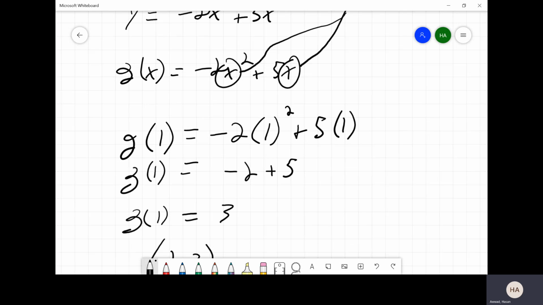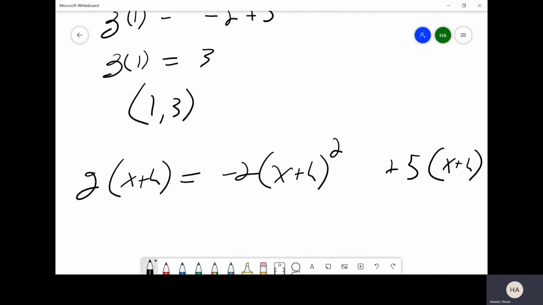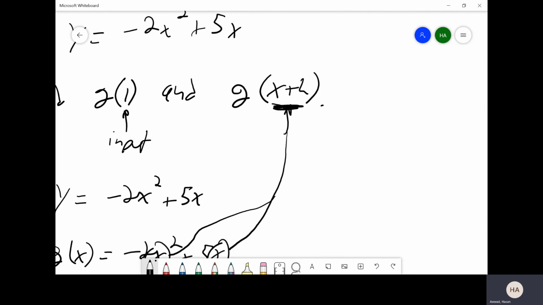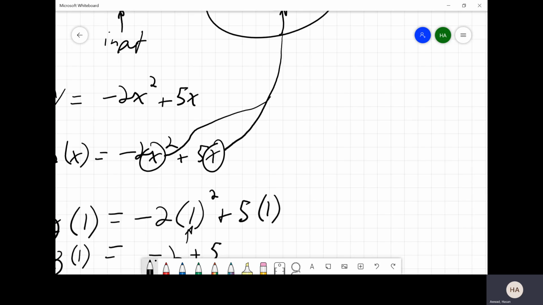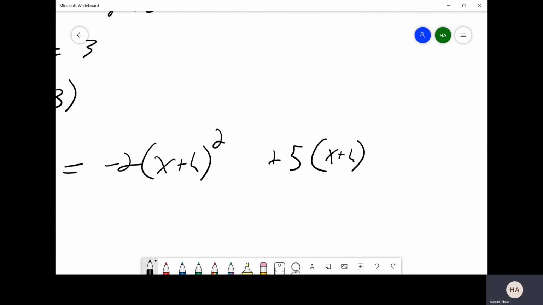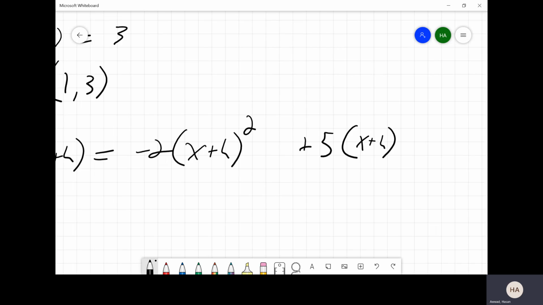Again, notice here our input was only a 1, so it was negative 2 times 1 squared. Well, here it's negative 2 times x plus h squared. That is what we're trying to find. That's our input right here. So we're trying to find this, and now all we have to do is just simplify. So let's just simplify this.